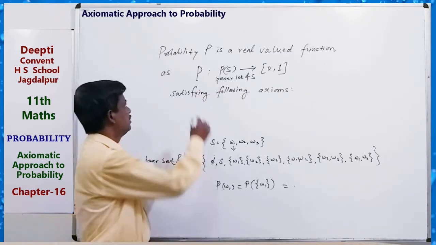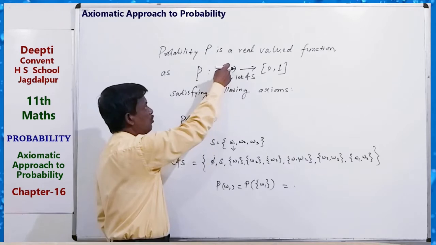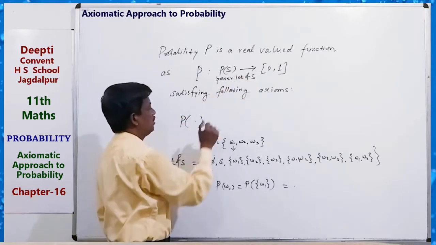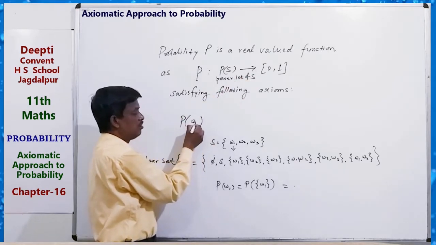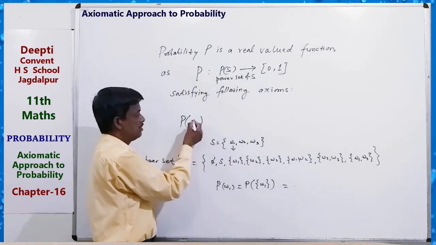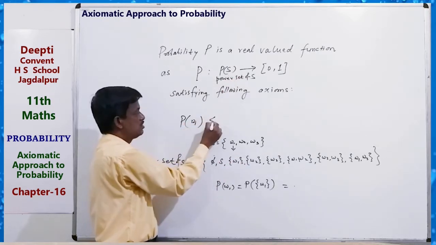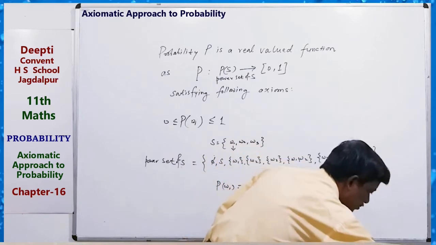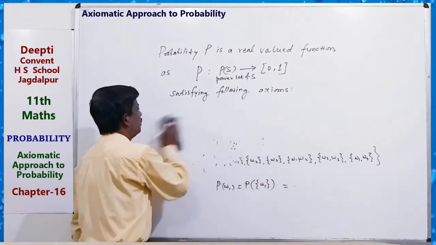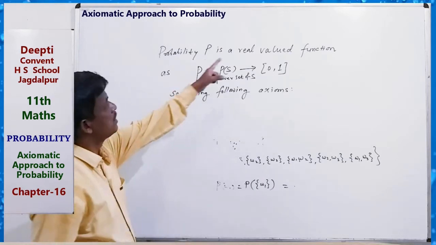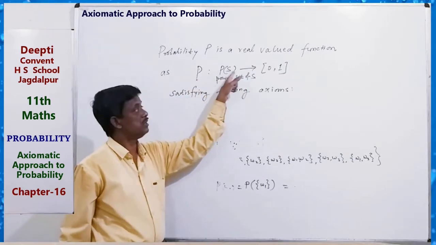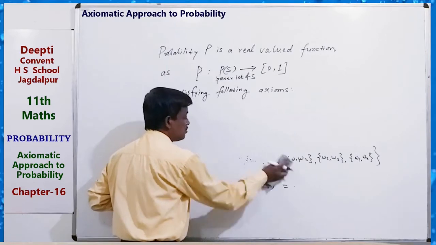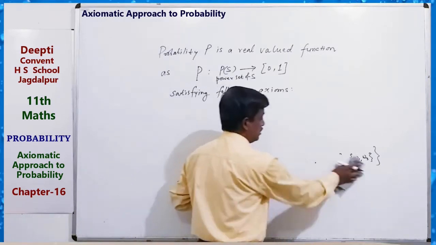This is a function, the function P. One of the points, a subset from here, will map to a real value in [0, 1]. Suppose omega 1, or any subset here, then its value is between 0 and 1. So generally we are defining the approach to probability: the probability P is a real valued function defined from P(S) to [0, 1], satisfying the following axioms. In this axiomatic approach, some axioms should be satisfied by this function. What are they?